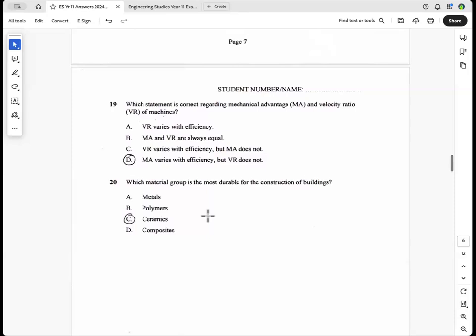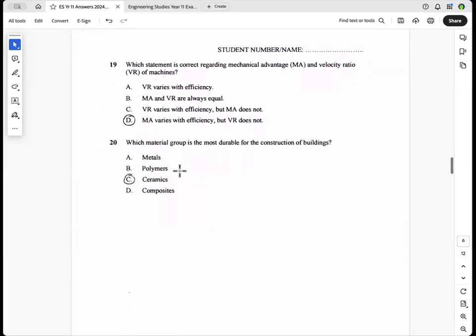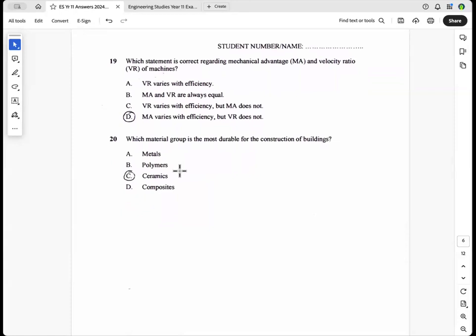Question 19, which statement is correct regarding mechanical advantage and velocity ratio of machines? You know that mechanical advantage varies with efficiency, but velocity ratio does not. So D is the answer. Which material group is the most durable for the construction of buildings? And you just have to look around. You see that ceramics are the most durable.